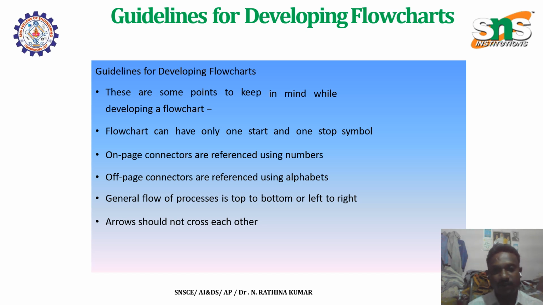Next, we are going to see what are the important guidelines for developing a flowchart. As I already told, while developing an algorithm we need to remember some important points. Similarly, while developing a flowchart, there are some important points we need to keep in mind. We are going to see five points here. The first one is that the flowchart can have only one start and one stop symbol. The second one is that the on-page connectors are referenced using numbers.